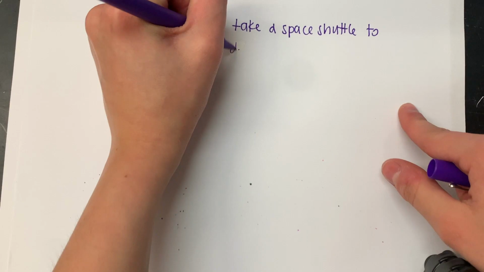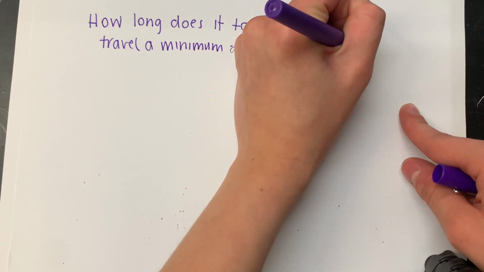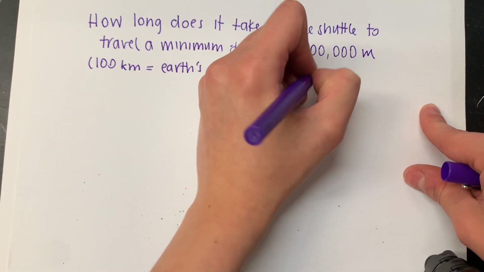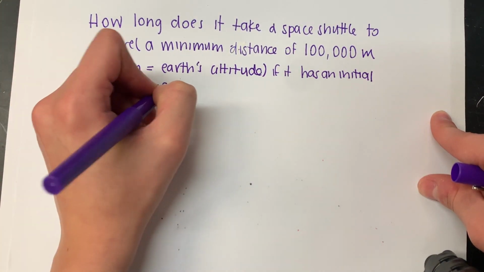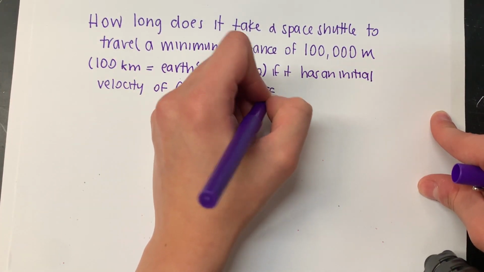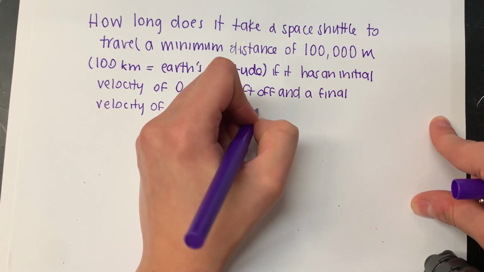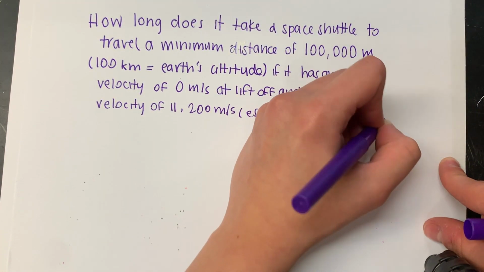So the question was, how long does it take a space shuttle to travel a minimum distance of 100,000 meters or 100 kilometers, which is Earth's altitude, if it has an initial velocity of 0 meters per second at liftoff and a final velocity of 11,200 meters per second, which is escape velocity?